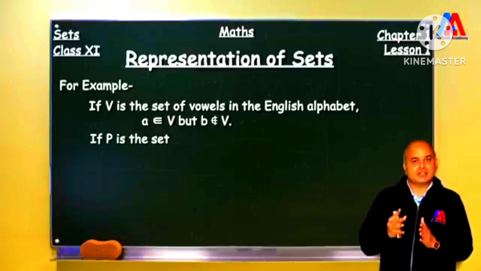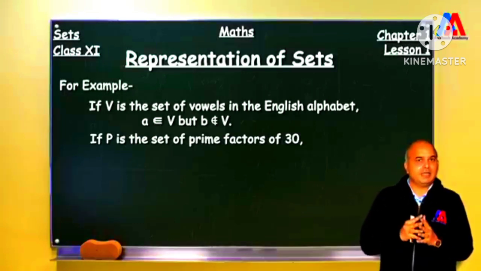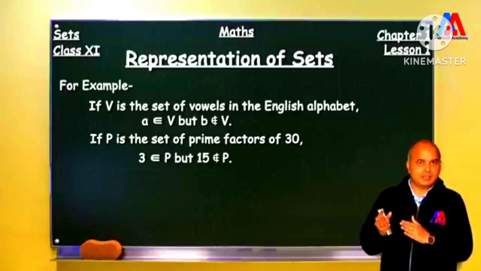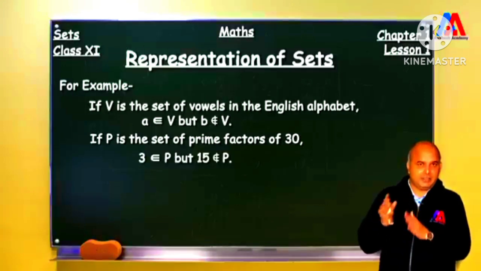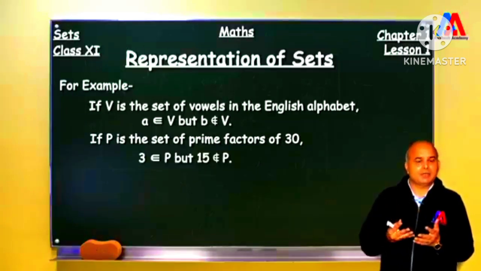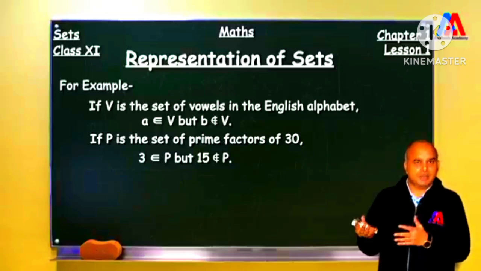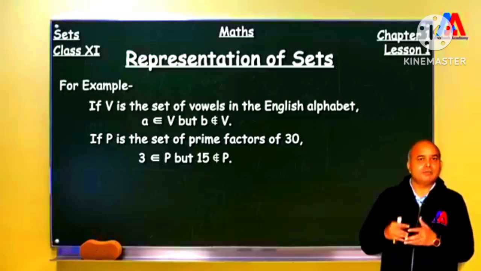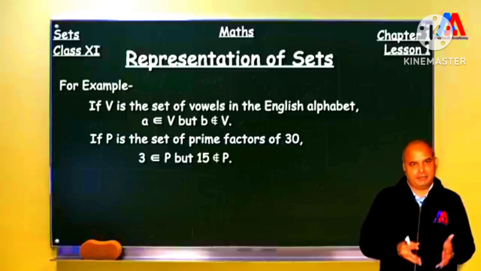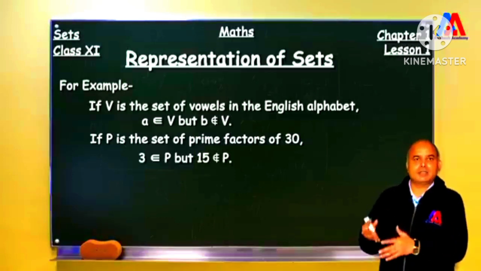Suppose that P is the set of prime factors of 30, then we can say that 3 belongs to P because 3 is a prime factor of 30. But another number, for example 15, does not belong to P because 15 is not a prime number. It is divisible by 3 and 5. So it's not a prime number and therefore it does not belong to P.